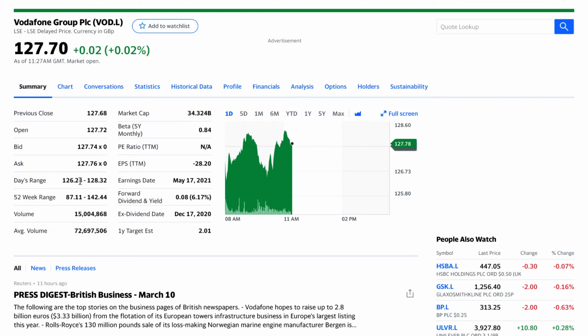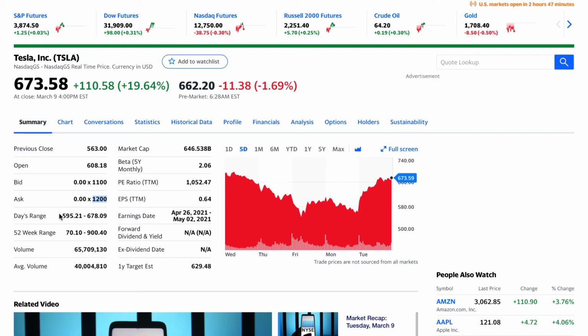Day's range is just telling you the range of the stock price as of today. So looking at this, I can see that Vodafone traded as low as 126.24 pence and as high as 128.32 pence, right? So that's just telling me the range of the stock price. If we turn back to Tesla, again, that's just as of that day. So it went as low as $595.21 and it went as high as $678.09 as of yesterday. Okay, again, this information can seem a bit confusing, right?